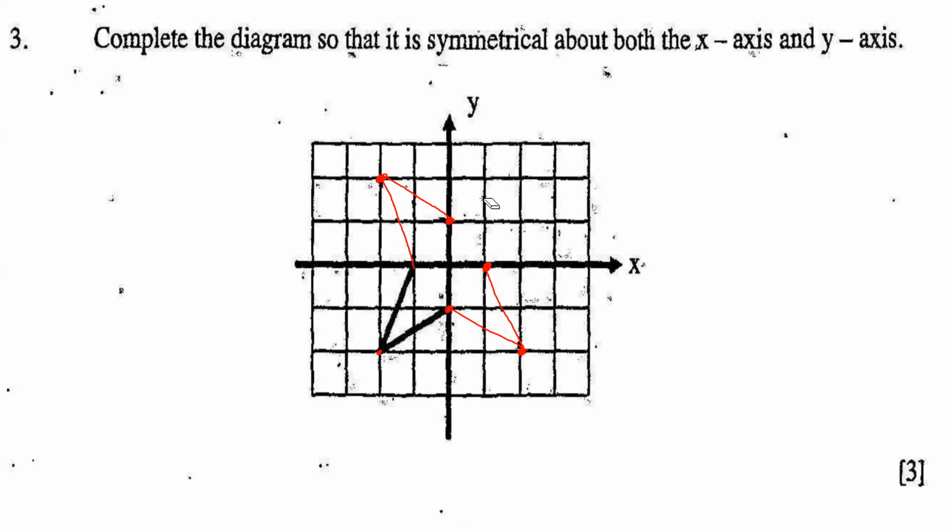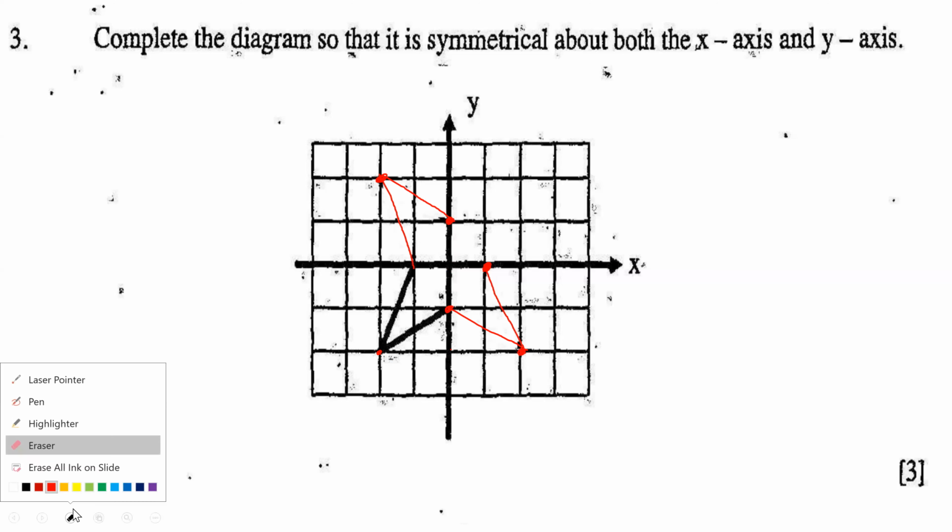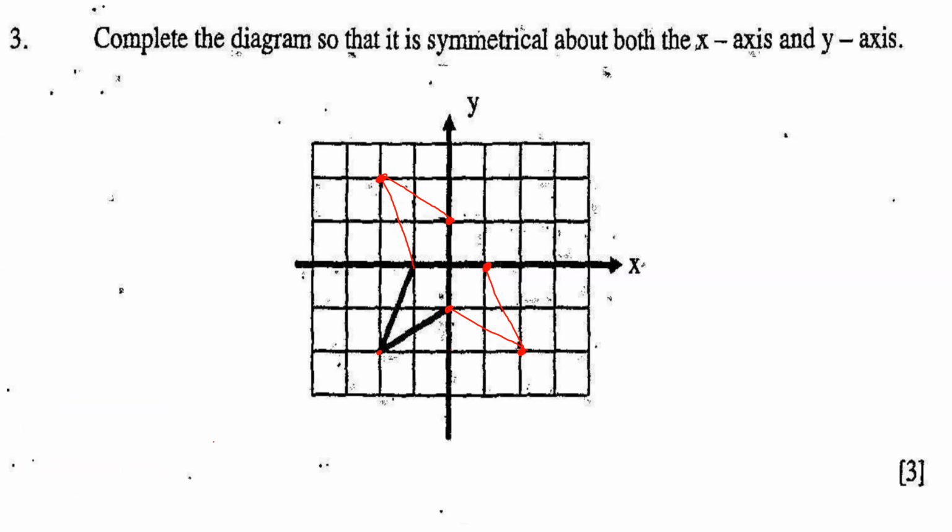And if you notice, let's look at the other side. Let me use a different color. Let's say blue. So if you notice, this point is one, two spaces away. So if we do the mirror image, it's going to be one, two spaces away. So it's going to be right here.